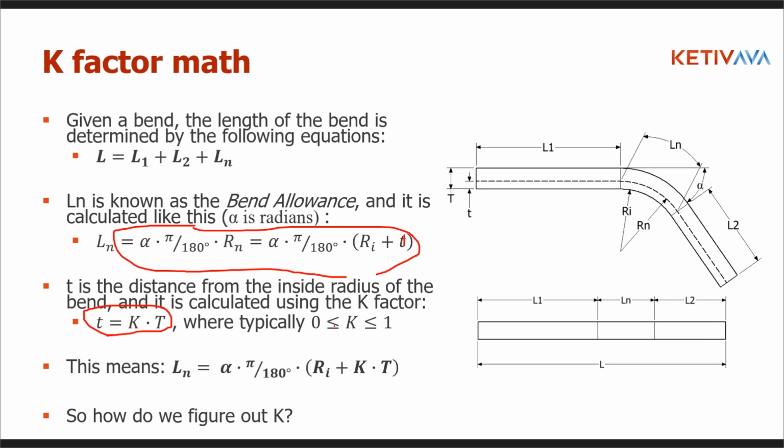And that K factor is typically between 0 and 1. So if you want to find out the length of the neutral line, which is really what you're calculating to calculate your flat pattern, this is the formula that you need. So you have all these pieces. You have the bend angle. You have this radius. You have the thickness of your metal. But how do we figure out K?